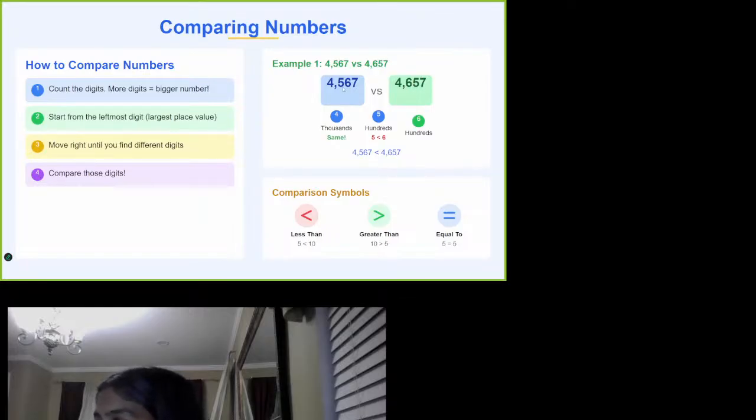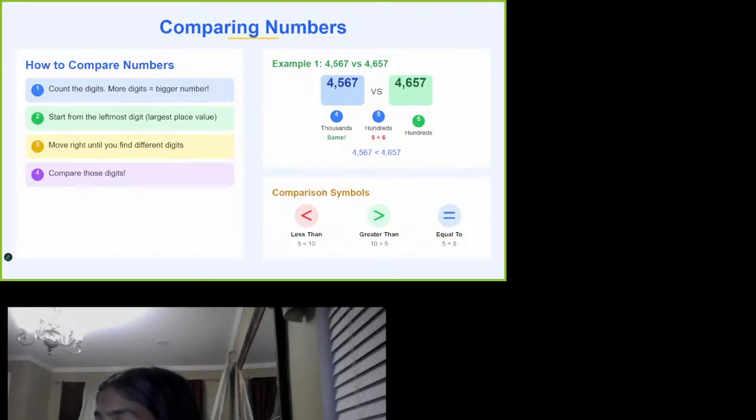That means we have to compare both of them. So now we compare 5 and 6, and 6 is greater than 5. So this determines that the second number is greater than the first number, since the highest value we compared is higher than on the other one.